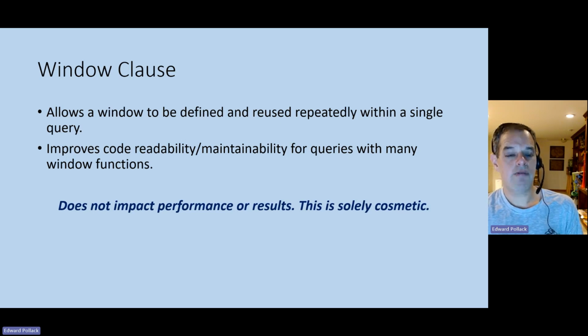This is a way to reduce the size of your code, make it cleaner, and make it less likely you'll mistype something or make a mistake. It improves the maintainability of code, especially when you're repeating the same window over and over. If you have 8 window functions with the same window, you type the same thing 8 times and change it 8 times, mistakes can happen.